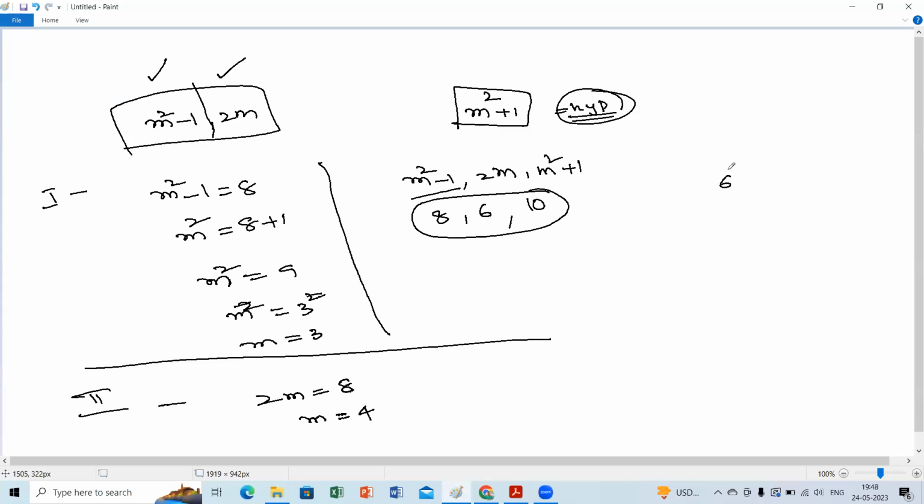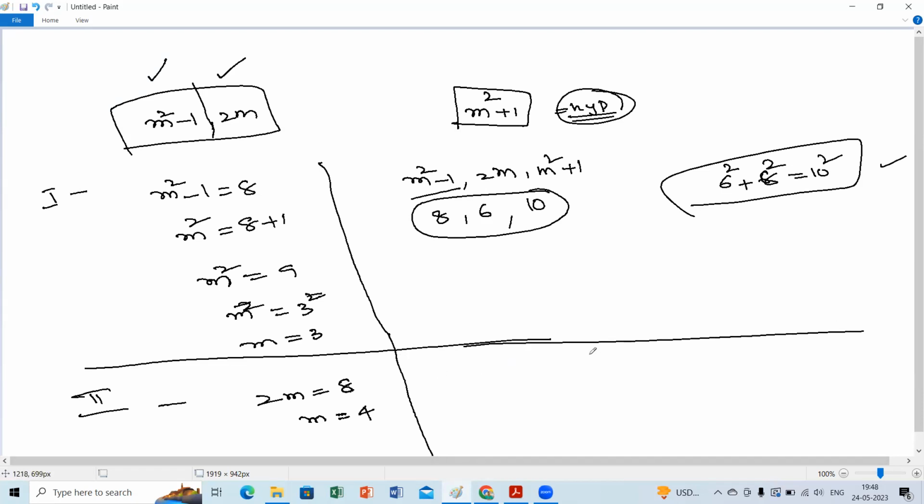Is it a Pythagorean triplet? Did we check just before? 6 square is 36, 8 square is 64, 10 square is 100. Yes, it is a Pythagorean triplet. Coming to the second case, let me check. In this case, 2m is 8, and m square minus 1 is 4 square minus 1, which is 16 minus 1, 15. 4 square plus 1 is 17. So 15, 8, 17. Check once whether this is a Pythagorean triplet or not.